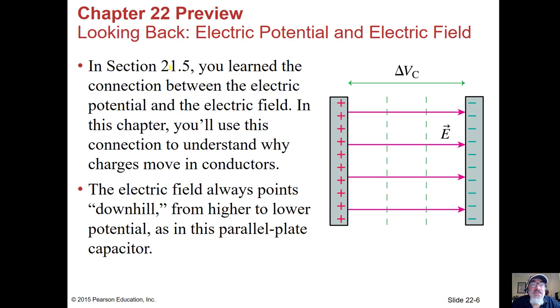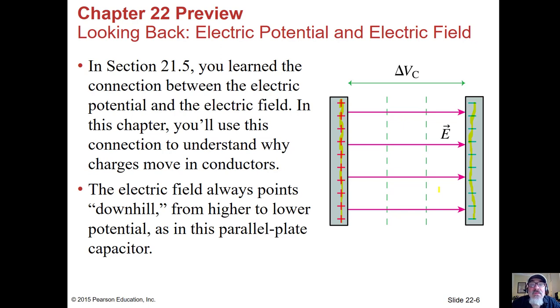Okay, way back in the previous chapter, you learned the connection between electric field and potential. The lab that you do this week is the same thing. So this is a capacitor, positive charge on one plate, negative charge on the other. The first way we looked at this was in terms of electric field. So the electric field goes from positive to negative. If you were to put a positive charge in this electric field, it would experience a force in the same direction as the electric field.